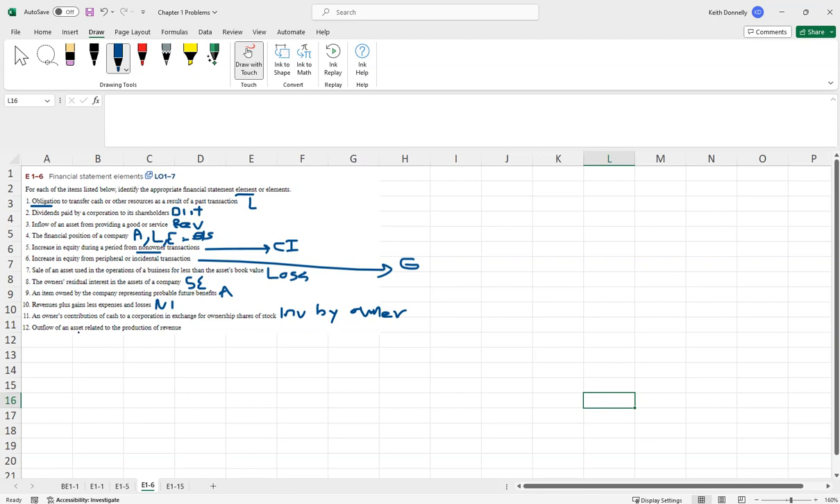12, last one here, outflow of an asset related to the production of revenue, right? Well, that will be an expense, right? Remember we said we're trying to match the expenses with the revenue. It's related to, we're trying to match it to the revenue.